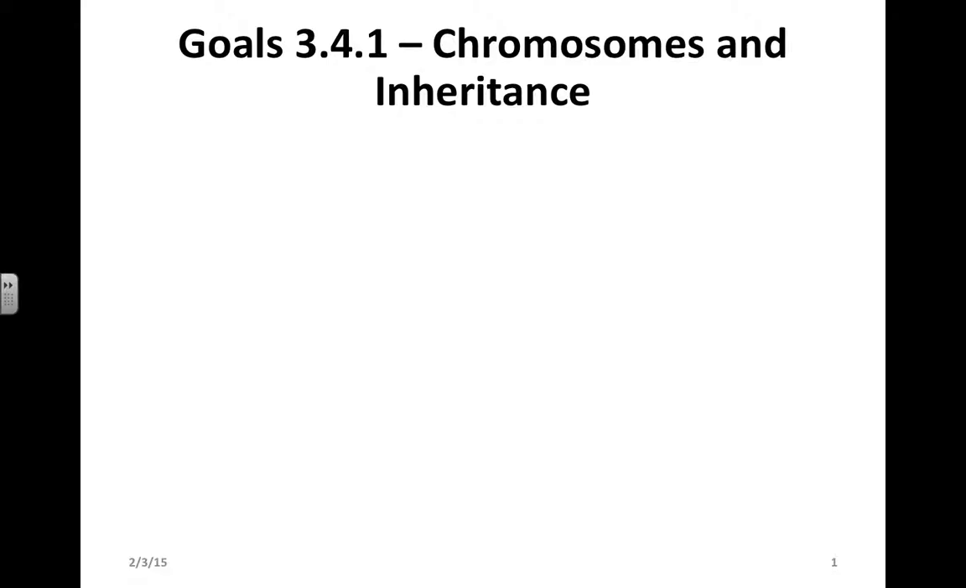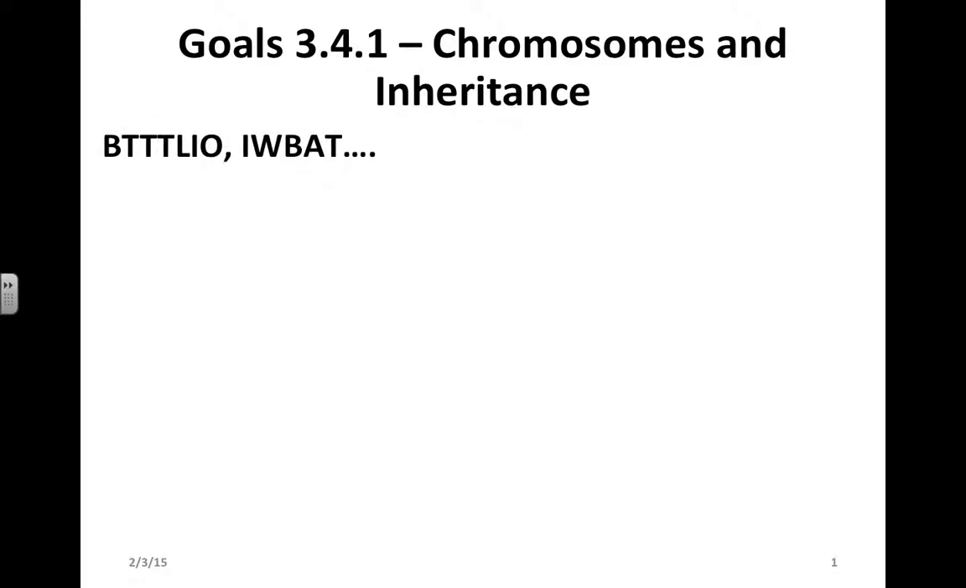So hi everybody. Today our topic is going to come out of Chapter 3, Section 4, and it starts on page 92 in your books. It's called Chromosomes and Inheritance. And you'll notice at the top here it says 3.4.1. There are two goals, but this video is only going to cover the first goal of Chapter 3, Section 4.